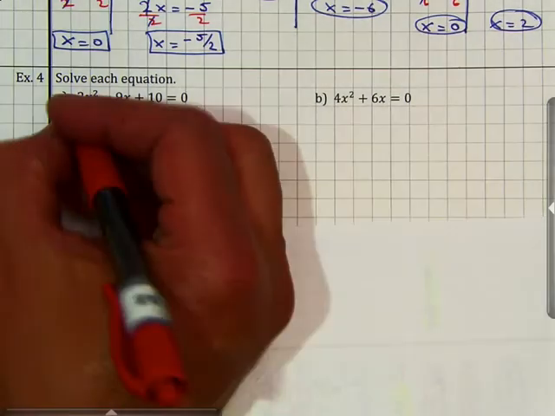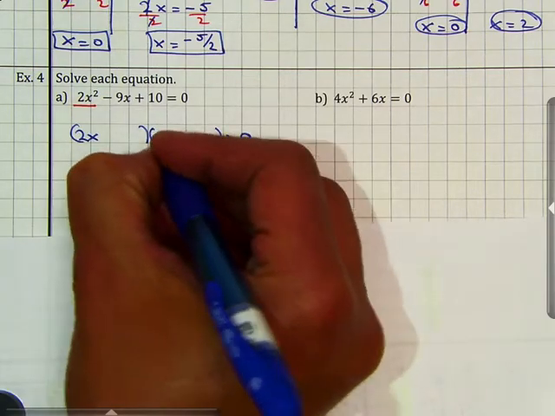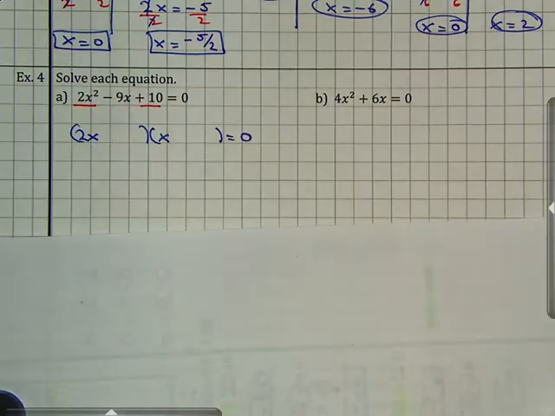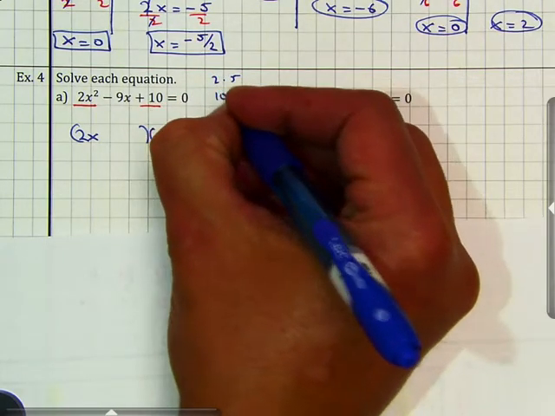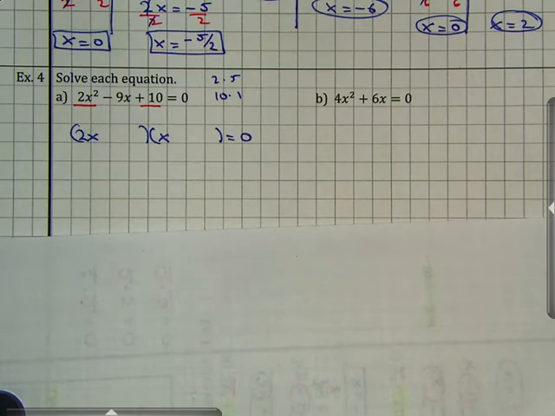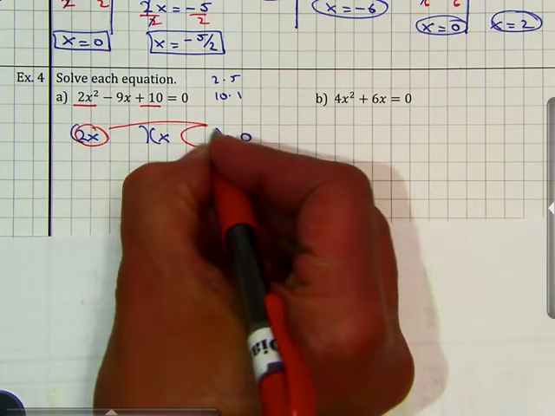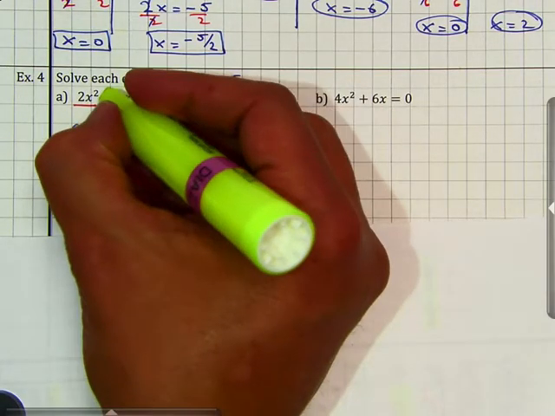And what are the factors of 2x squared? That'll be 2x times x. What are the factors of 10? I can use 2 times 5 or 10 times 1. Whenever I multiply my outside numbers and my inside numbers, they should add up to a negative 9x.